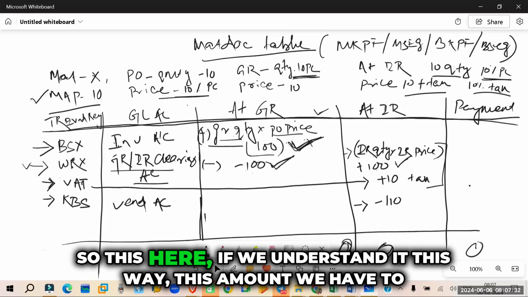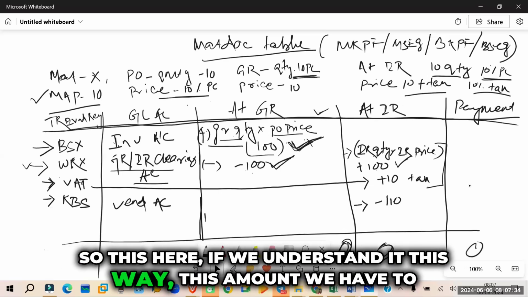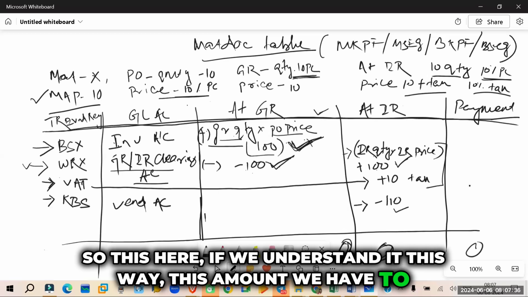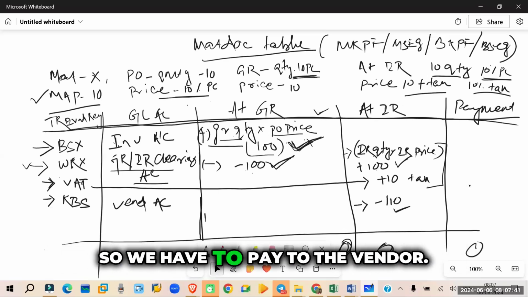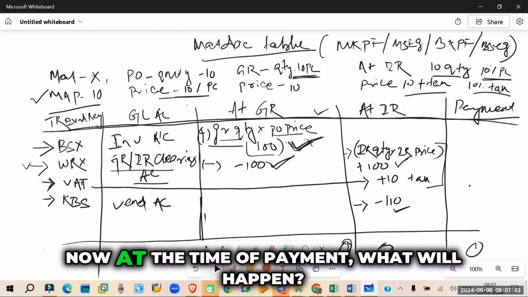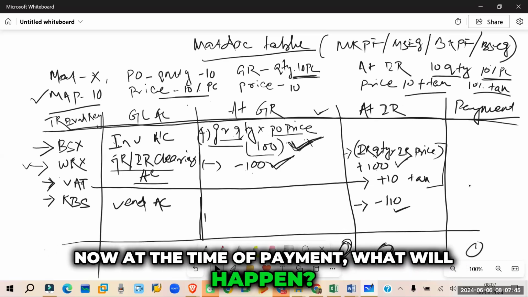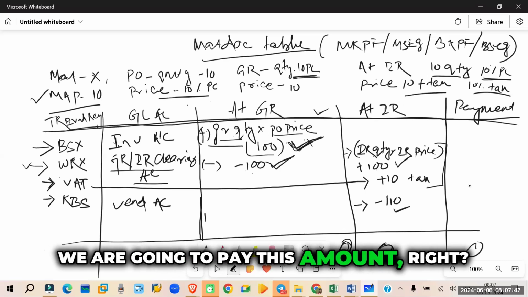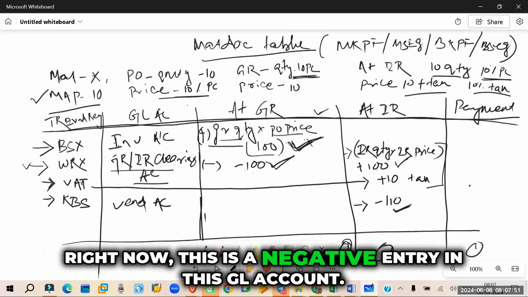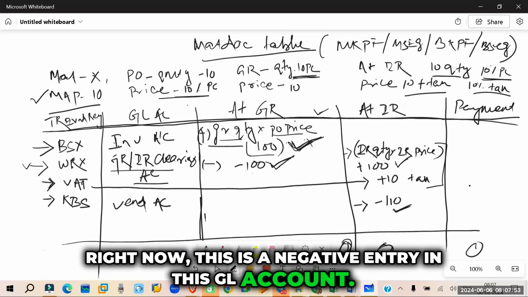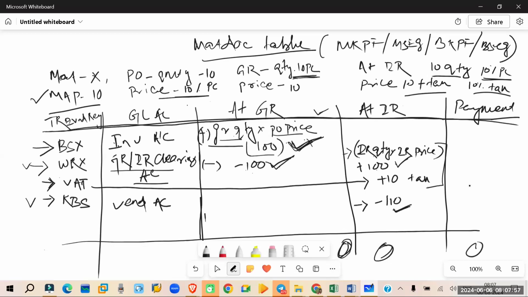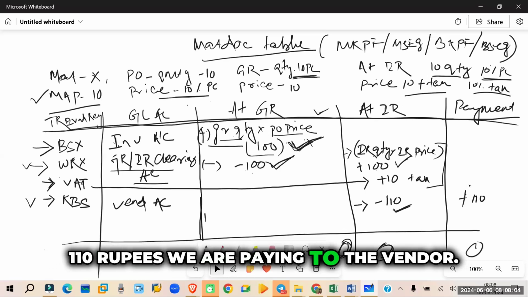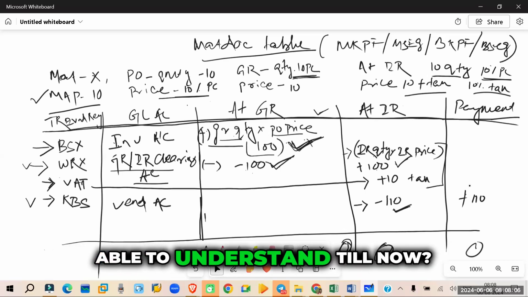If we understand it this way, we have to pay this amount to the vendor because it is showing as a minus. Now at the time of payment, what will happen? We are going to pay this amount. Right now this is a negative entry in this GL account. Now we have to pay this 110 rupees to the vendor, so plus 110 rupees, 110 rupees we are paying to the vendor. Able to understand till now?